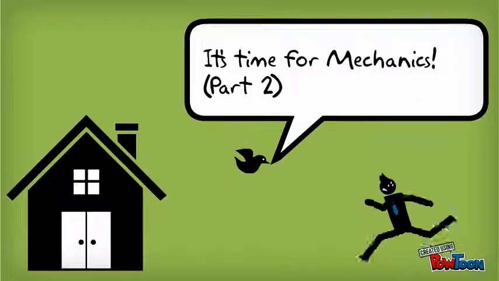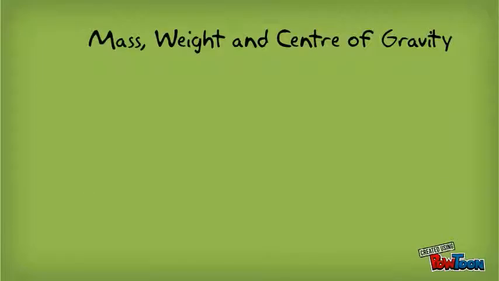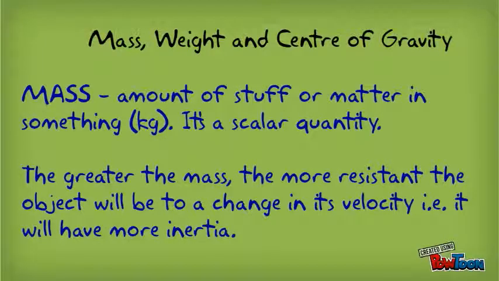Okay, it's time for part 2 of mechanics, and the first thing we're going to look at is mass, which is the amount of stuff or matter in something. It's measured in kilograms and it's a scalar quantity. The greater the mass, the more resistant the object will be to a change in its velocity. In other words, it's going to have more inertia.